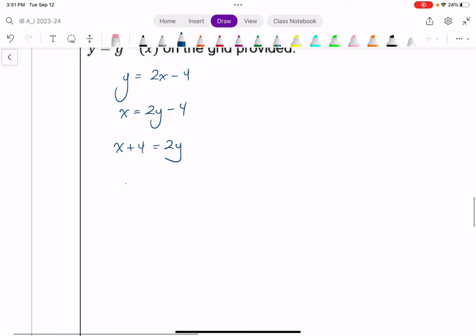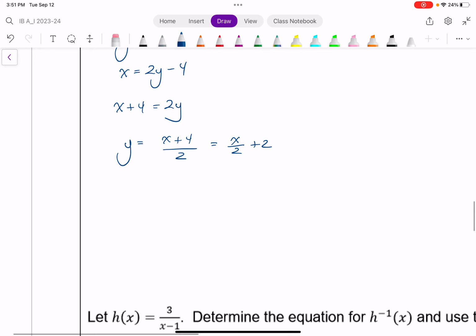Divide both sides by 2. I get y equals (x plus 4) over 2, which is also the same as x over 2 plus 2, if you break this up into 2 separate terms. And that's my inverse. So I'll write this formally, the inverse of g. And I'll write both these out. (x plus 4) over 2, or x over 2 plus 2, whatever makes you happy.